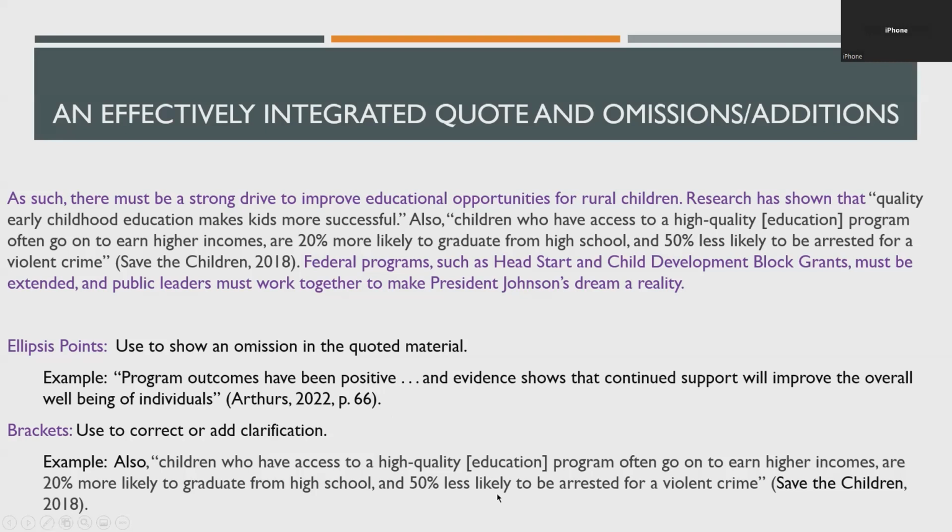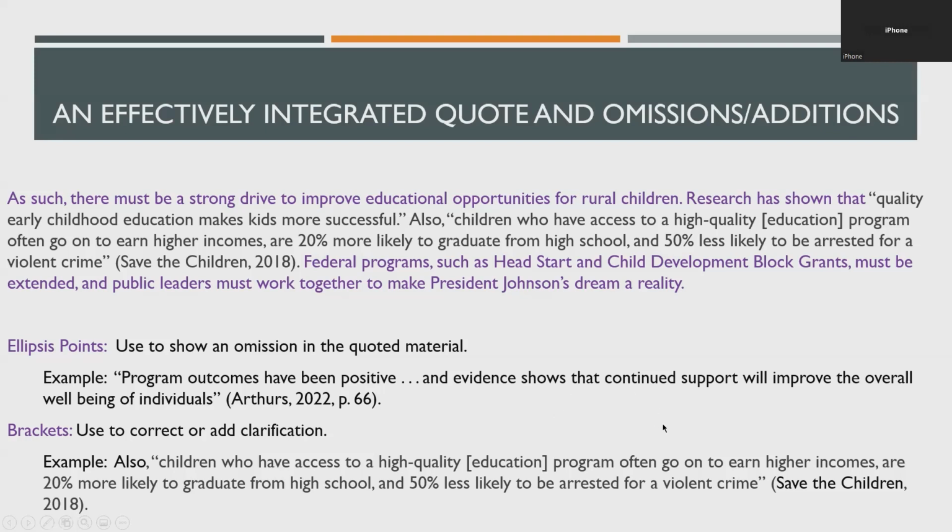We just remove words from quotes to make it easier on our reader. You can also use brackets. And again, brackets are these square things here, used to correct or add clarification. So in my example here, education is in brackets. That tells me that this word has been added. That word was not an original part of the quote. And we do that to help clarify things. So similar to how we use an ellipsis, we don't want to just change the words in a quote willy-nilly. We don't want to mislead anyone.